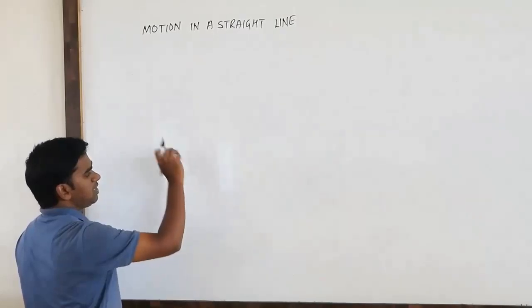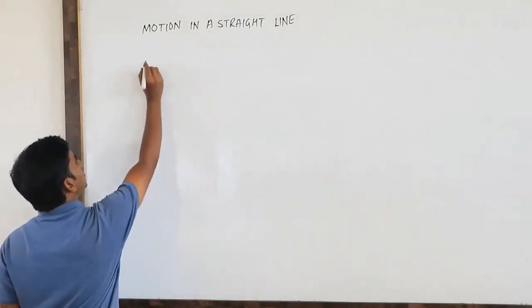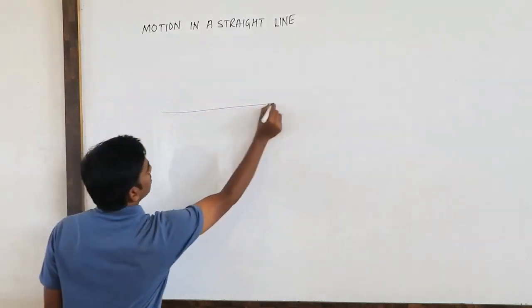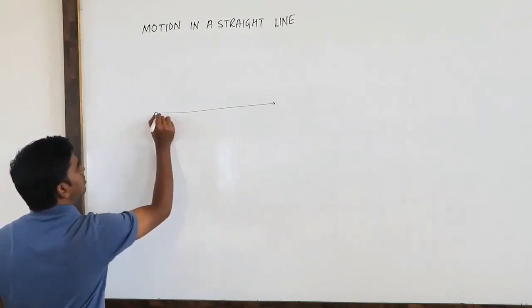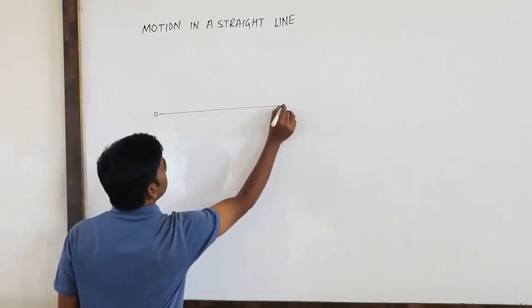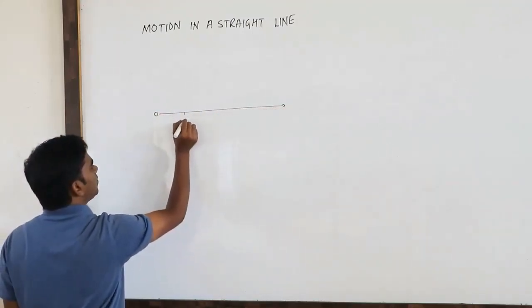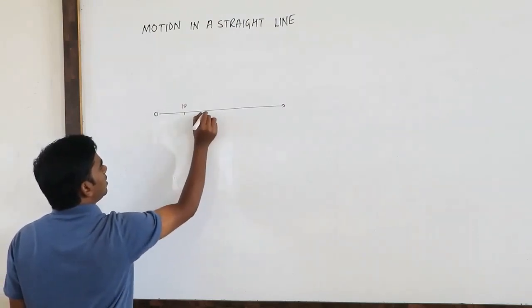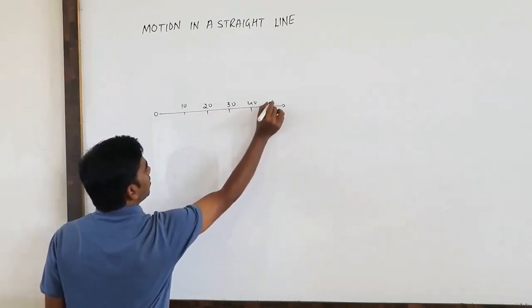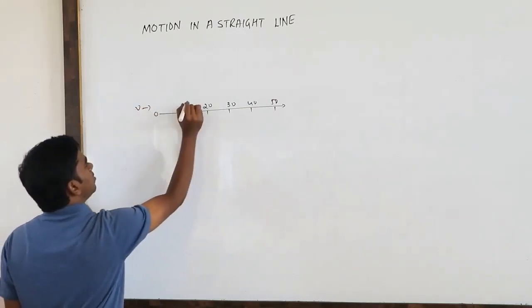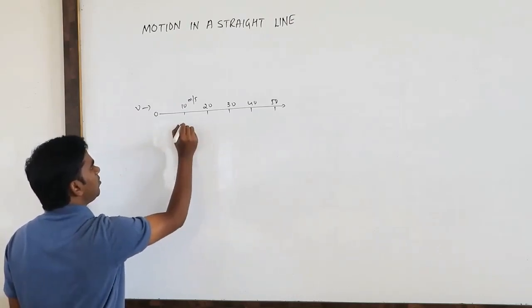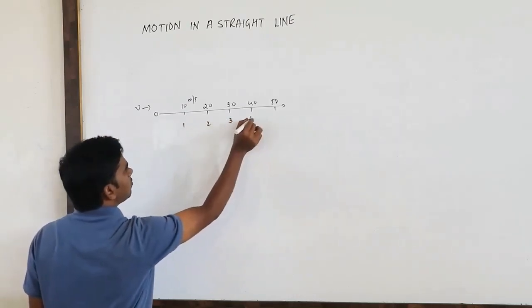Now we'll plot the graph for uniformly accelerated motion and non-uniformly accelerated motion. If I take an example, suppose a body is moving in this direction, here it is 0. Now I will not give you the acceleration, I will give you the velocities. Here it is say 10, 20, 30, 40, 50. These are velocities in meters per second. Time you can take 1 second, 2 second, 3 second, 4 second, 5 second.